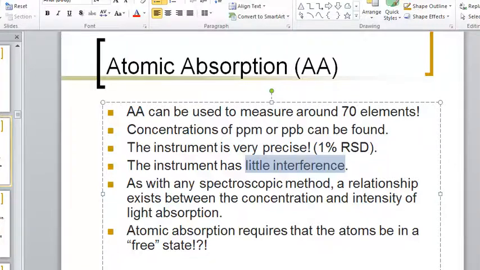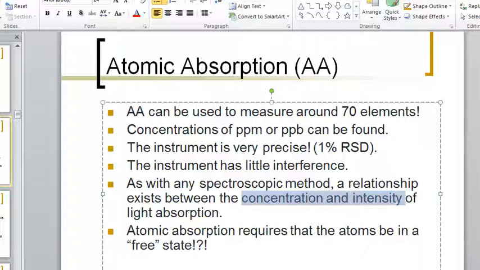As with any spectrophotometer, we're going to see a relationship between the concentration and the intensity of the light that's getting absorbed. That's a fancy way to say the more absorption I have, the more concentrated the sample is. So if I have a little bit of lead, it will absorb a little bit of light. But if I've got a lot of lead in the sample, it will absorb a lot of light, and my absorption will go up because of that.